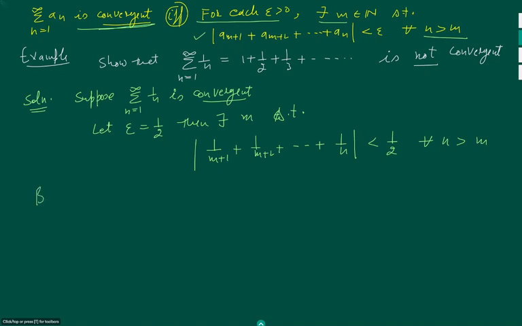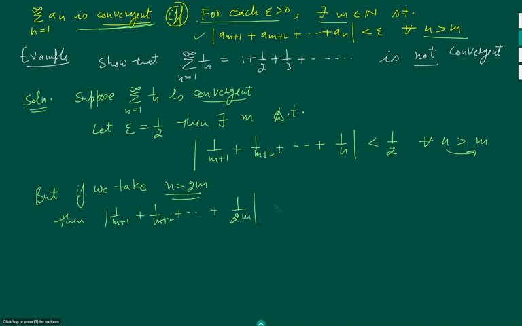But if we take n equal to 2m, 2m is also greater than m. Let's take n equal to 2m, then 1 over m plus 1 plus 1 over m plus 2 plus up to 1 over 2m.